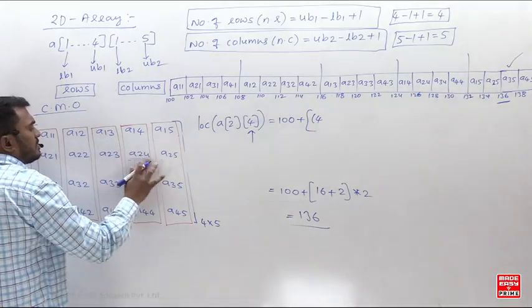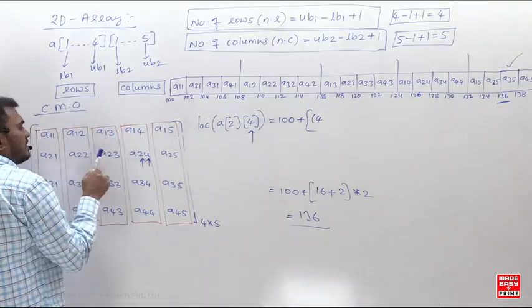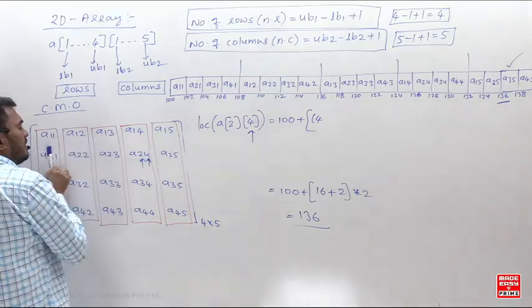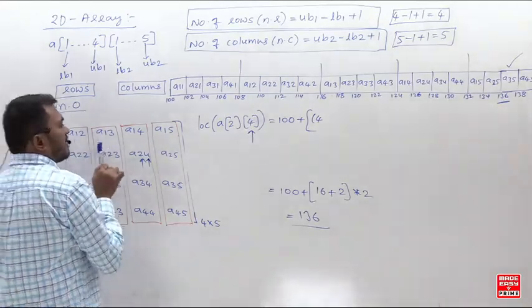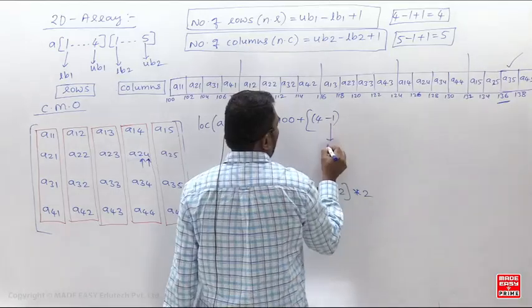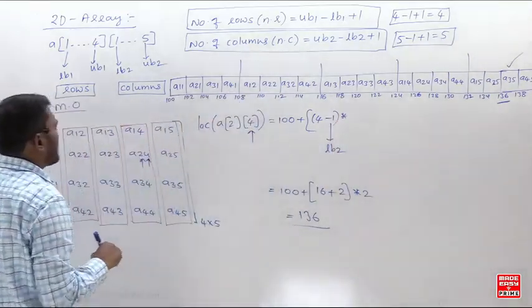So I'm writing here. It's the fourth column and the second row, right? So first column, second column, third and fourth. Fourth column you have to go. So these three columns you have to cross completely. So 4 minus 1 columns you have to cross. What is this one here? Lower bound 2. So 4 minus 1 columns you have to cross completely.